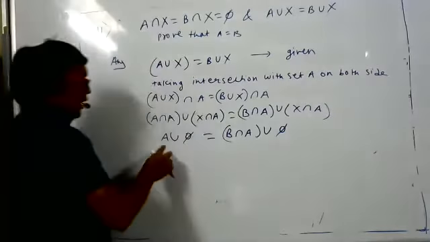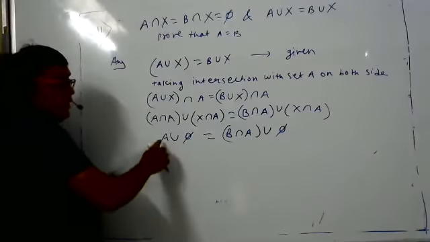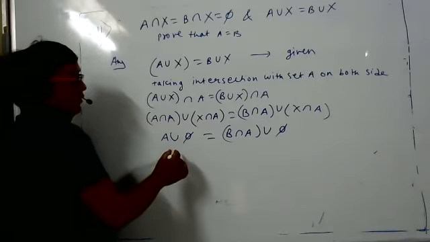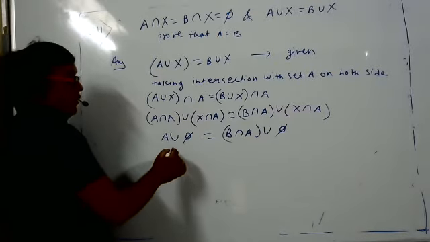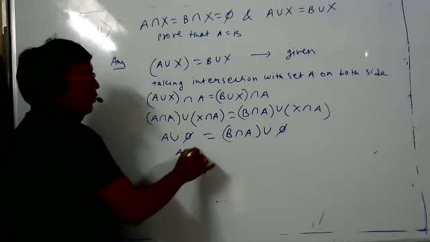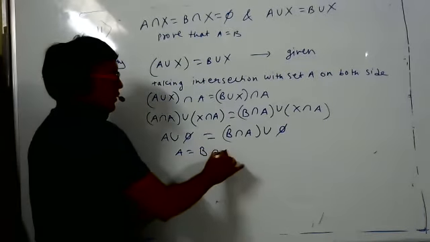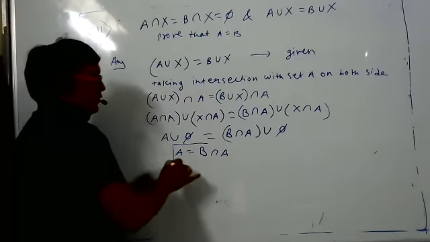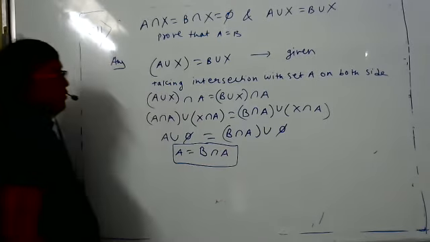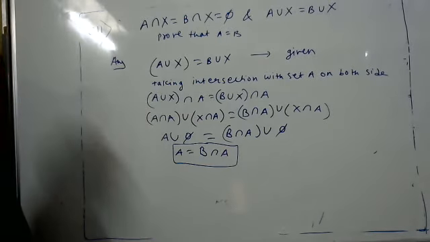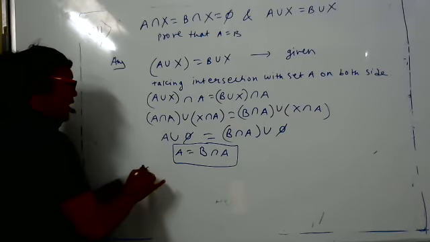So what do I get? A union null set. What is the answer? A. So A is equal to B intersection A. Till here, who has doubt? Is there anyone who has doubt till here? No, sir. We'll do all the steps again.